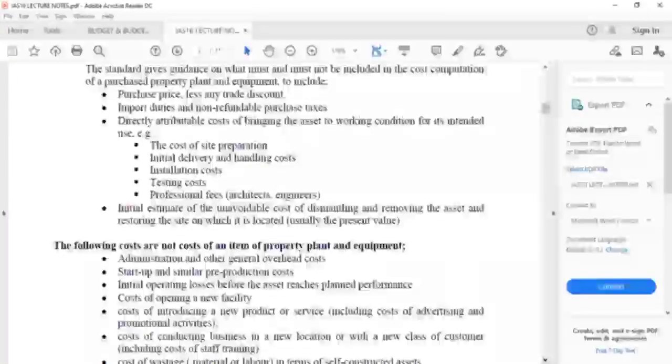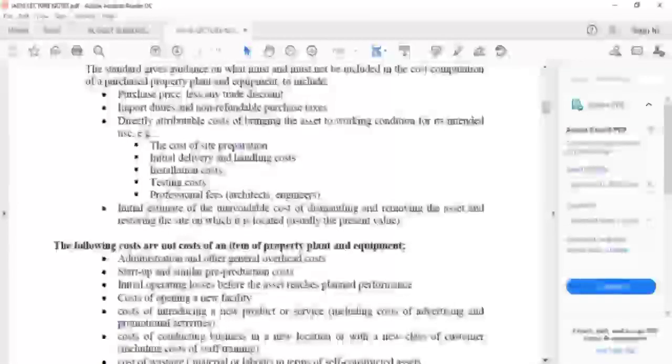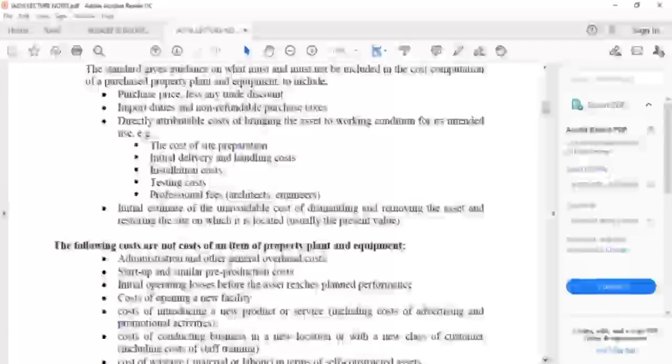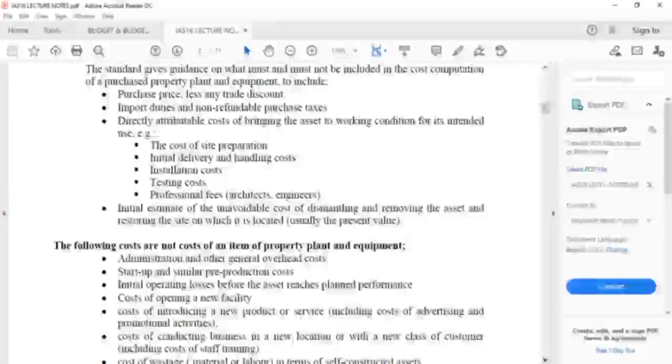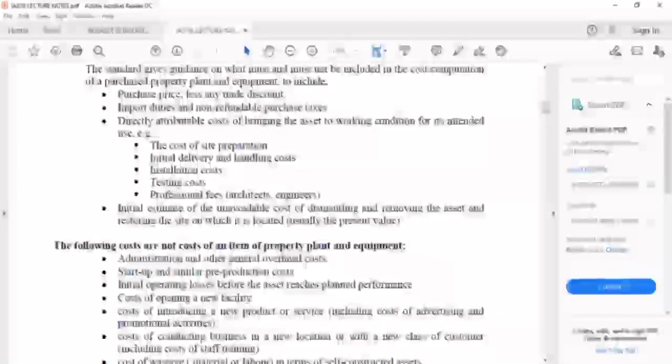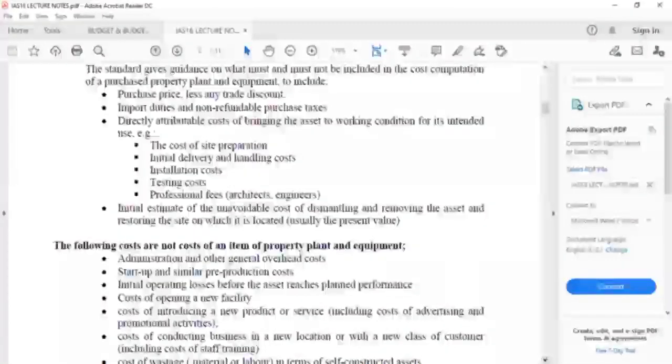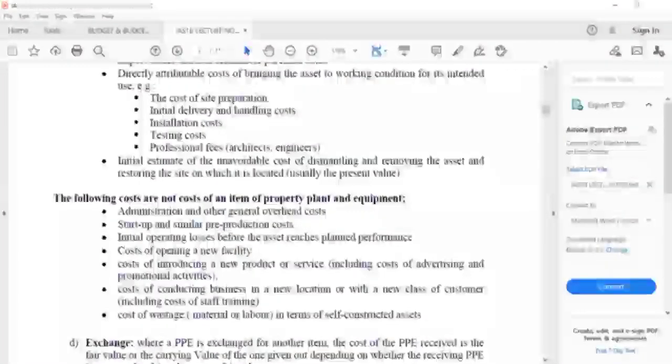Cost of opening a new facility. Now you have a plant and now you are having another plant installed. No, you can't come and add that particular cost relating to the new plant to the plant that you are already using. Cost of introducing a new product or service, including cost of advertising and promotional activities. No, these are relating to development and research. You can't add that cost to the initial cost of the asset. Cost of conducting business in a new location with a new class of customers. No.